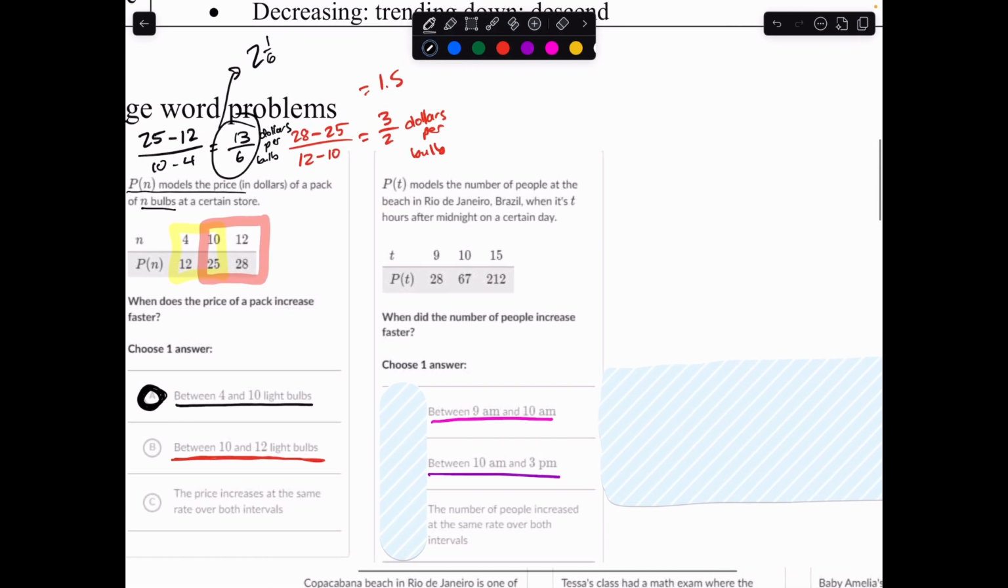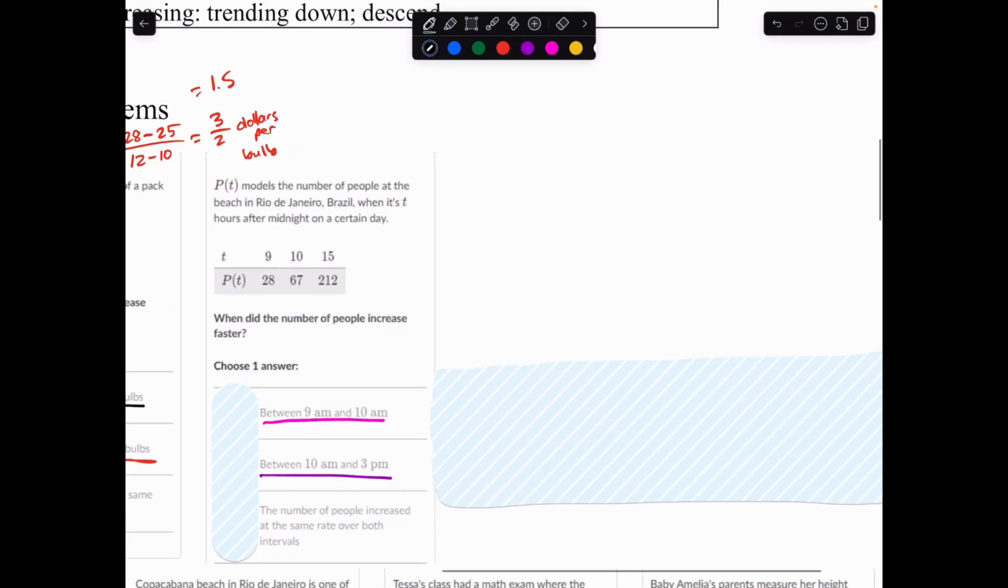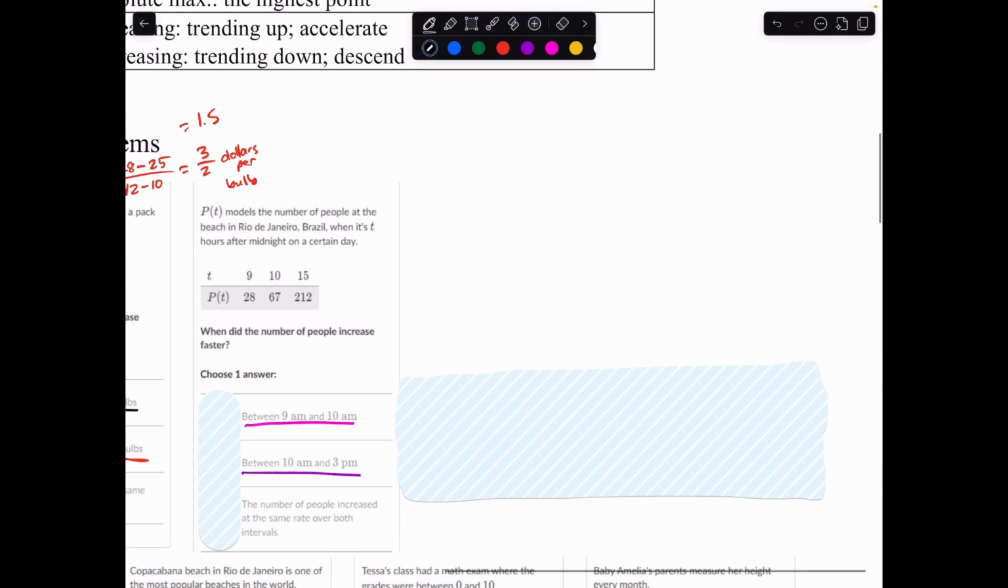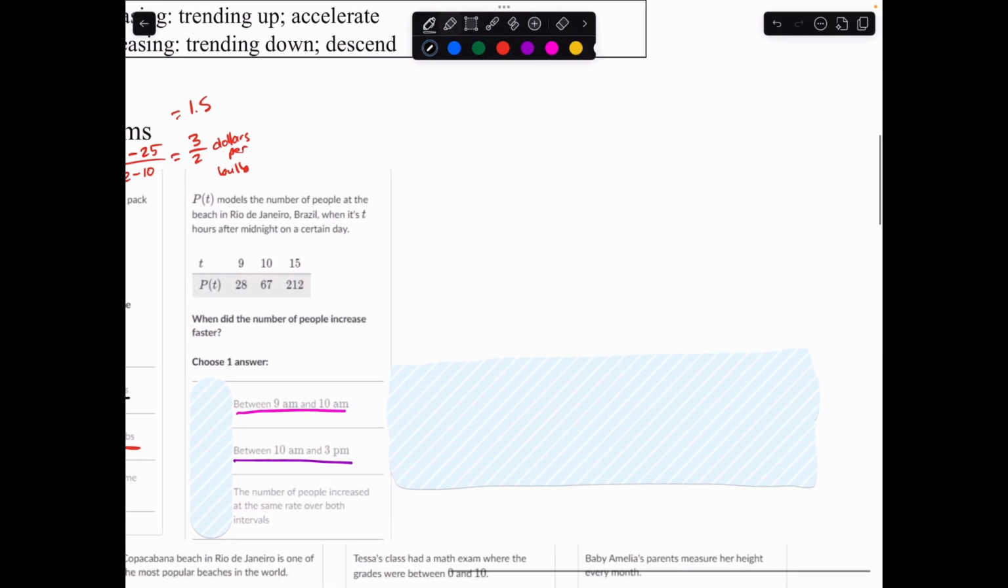All right. Try the last one on your own. You can use the first 2 that we just did as an example. But we have P of T. It models the number of people at the beach in Rio de Janeiro, Brazil, when it is T hours after midnight on a certain day. All right. Do this one on your own and then come back and check your work.